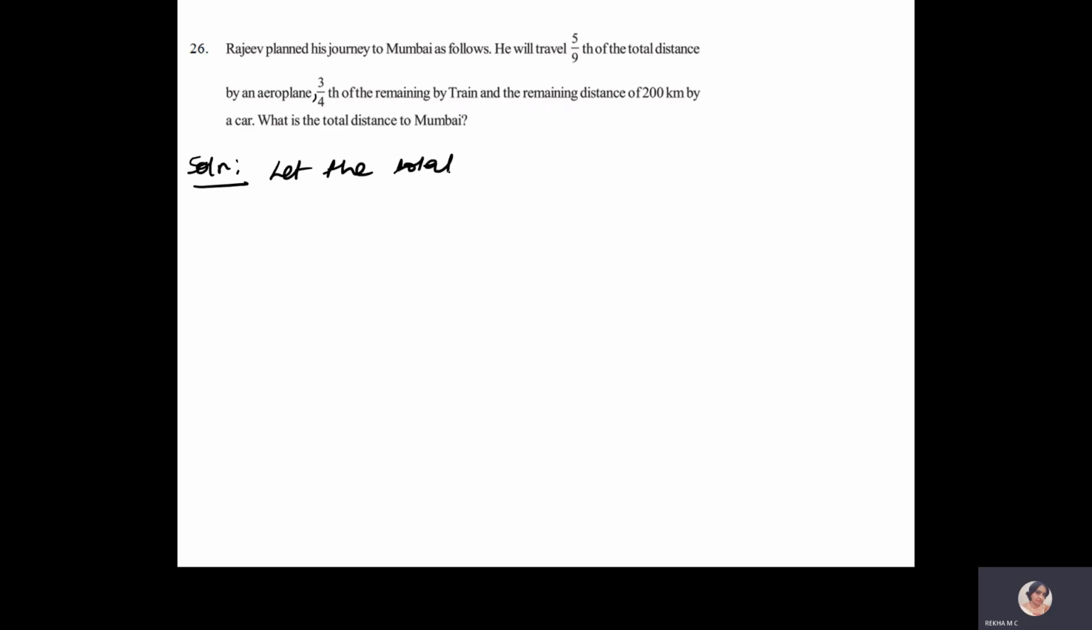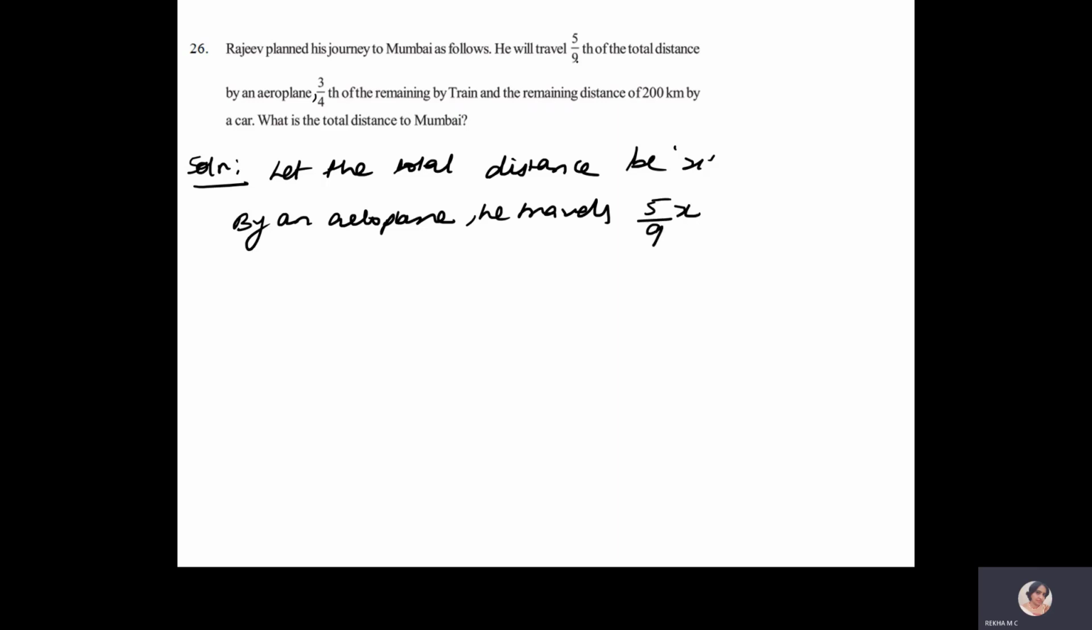Let the total distance be x. By an aeroplane, he travels 5/9 of the total distance, so 5/9x. So the remainder will be x minus 5/9x, total distance minus 5/9x. So LCM is 9, 9 minus 5, 4/9x.